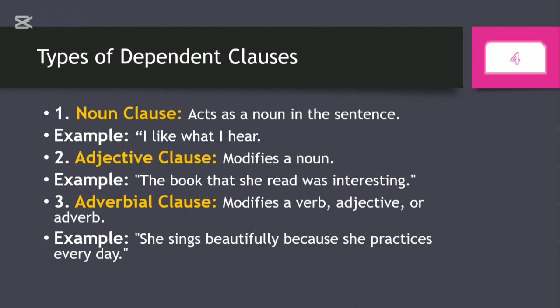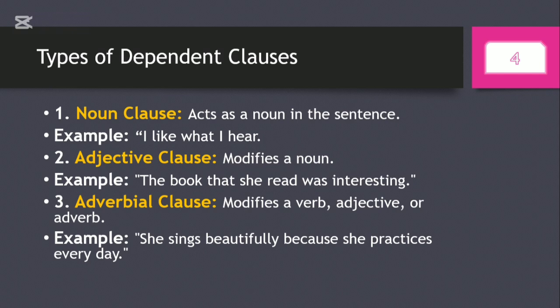Types of dependent class. There are three main types of dependent class. The first one is a noun class, second, adjective class, and the third one is adverbial class. What is a noun class? A noun class acts as a noun in the sentence. Example: I like what I hear. This is the noun class.